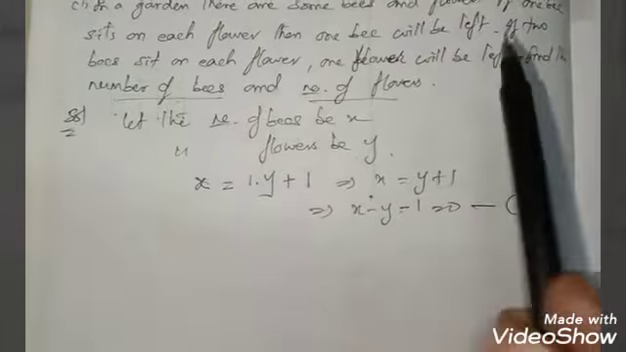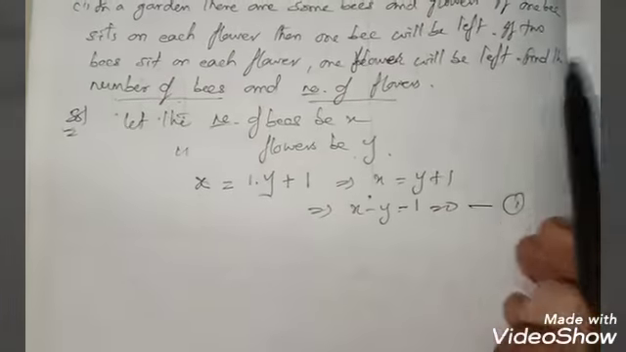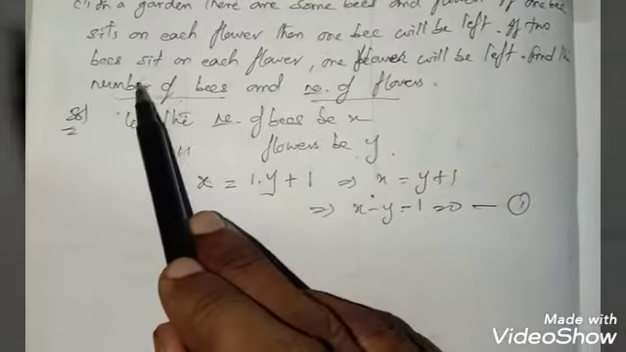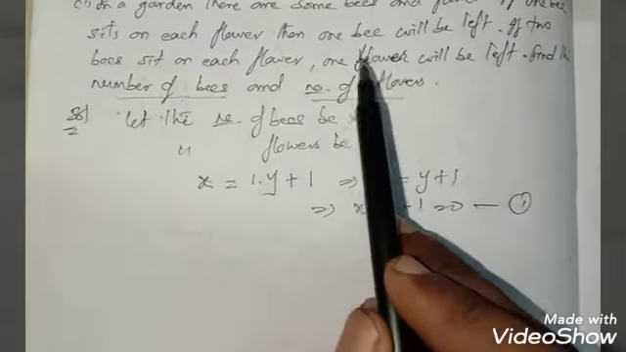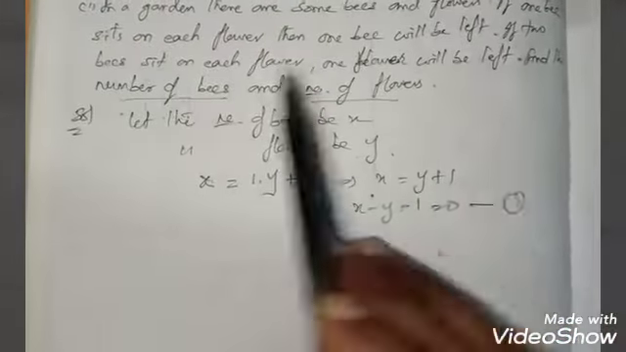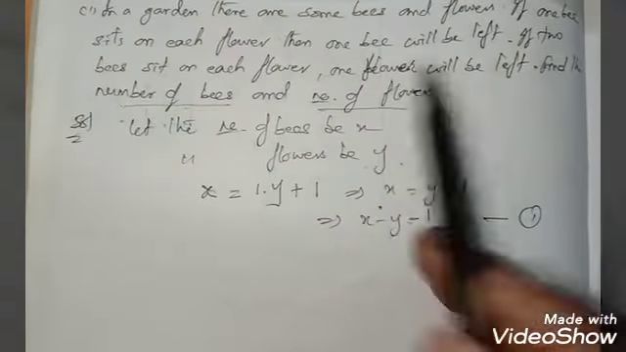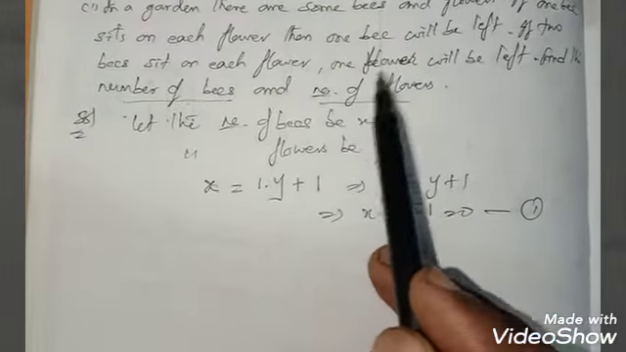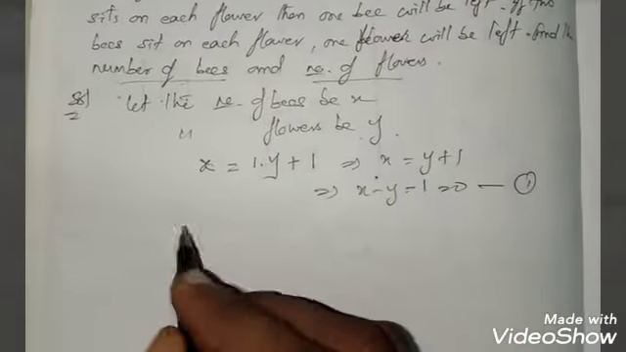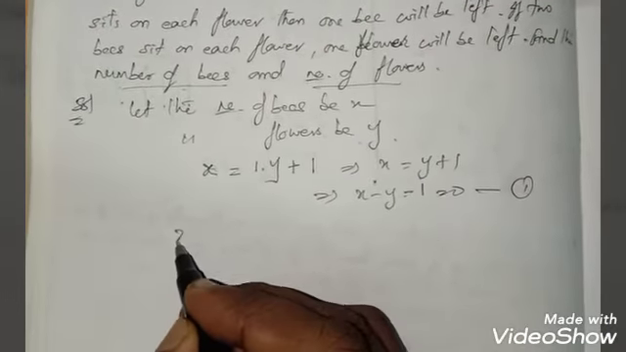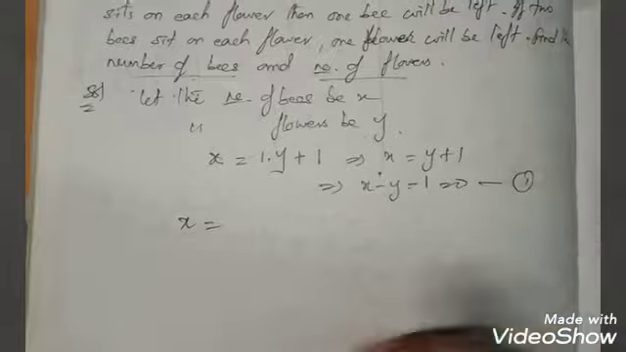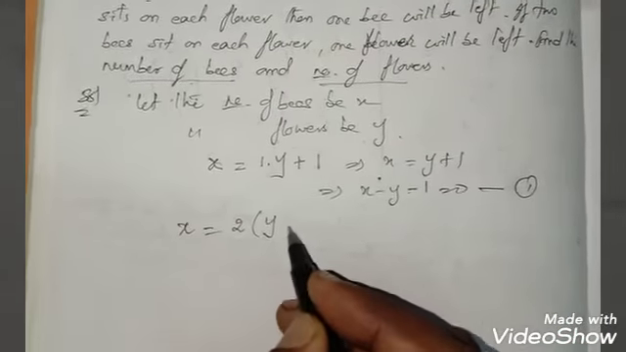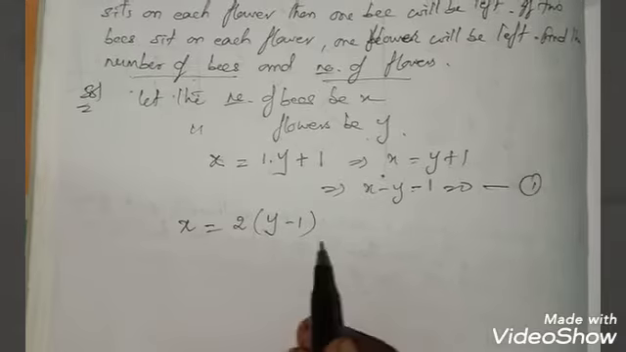Now coming to the second equation. To find the second equation, you have to go for the second step. Next, what they have given: if two bees sit on each flower, one flower will be left. So here a flower is left, not bees. Whenever they say that a flower is left, it means you have to take subtraction. So see how you are getting here. x is equal to, you have to find the number of bees where two bees sit on each flower, so one flower is left. So like this you will get the equation.